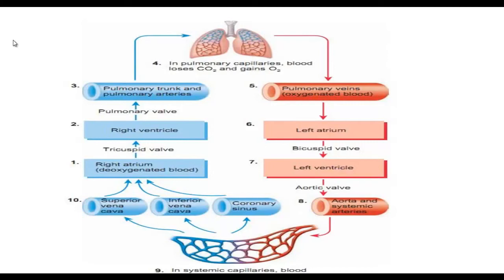Starting at number 1, the right atrium receives deoxygenated blood, or oxygen-poor blood. The body's used the oxygen in the blood, and we need to get it back to where it needs to go, which is the lungs, to get it replenished. So it'll start through the right atrium. We'll talk about the terms atrium and ventricle in just a moment. Once it's received through the right atrium, it moves to the right ventricle, which is number 2 in this picture.